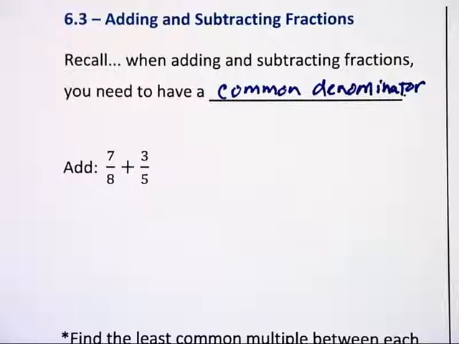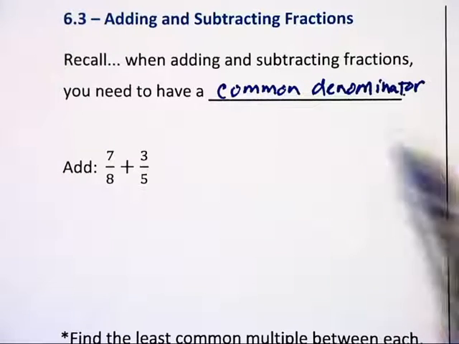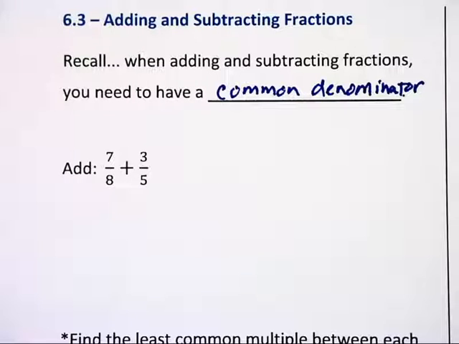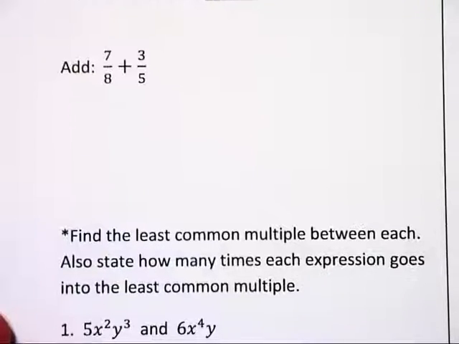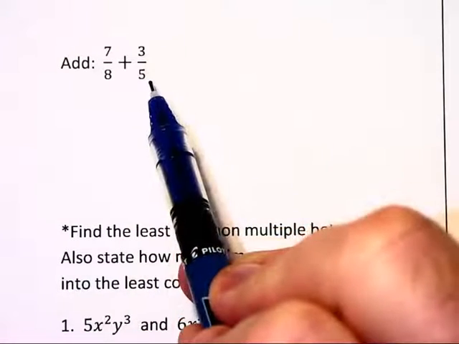Whenever you are adding and subtracting fractions, you need to have a common denominator. And the key skill that we want to learn is how to find that common denominator. Before we go any further, however, let's go back and review a basic problem from arithmetic that does not have variables in them at all. Let's say we want to add 7/8 and 3/5.